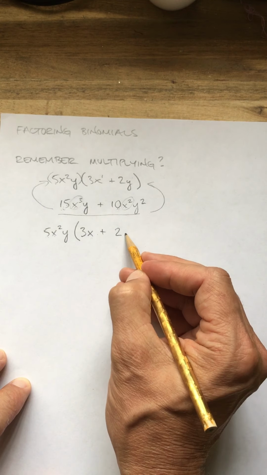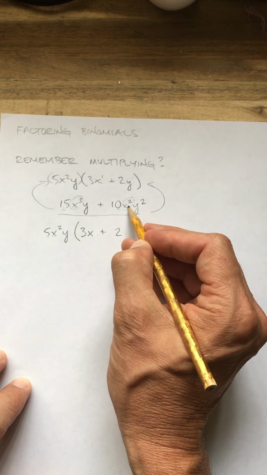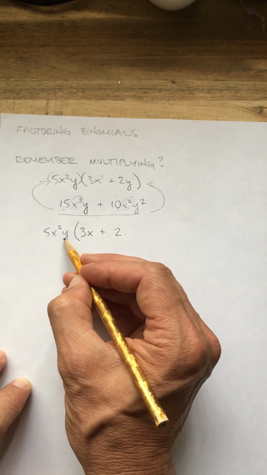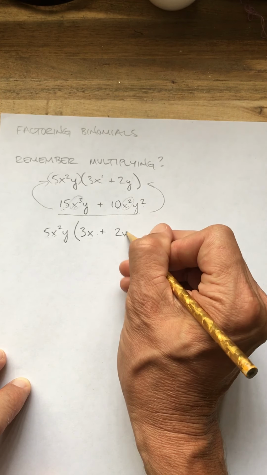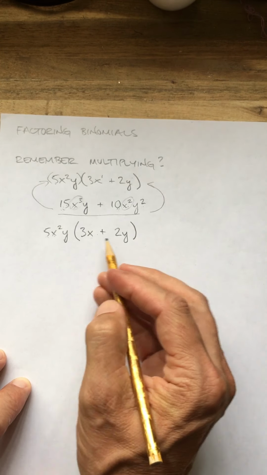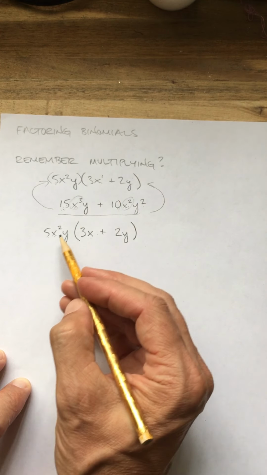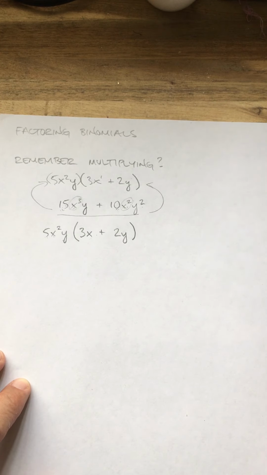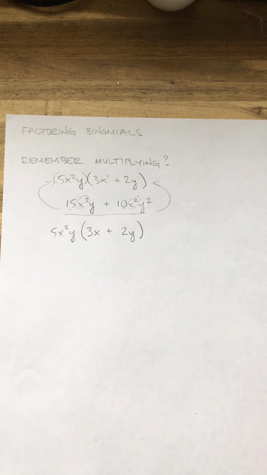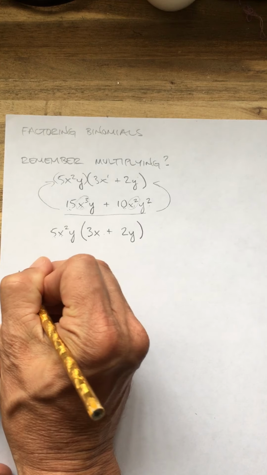X squared times what gives you x squared? We already have it, so you don't need to write anything. And then y times what gives you y squared? Y times y gives you y squared. So I factored it, done. And look, it looks exactly like this up here. See? They're exactly the same. That's how you're going to factor. Okay, so let's try a few examples. All right, here's our first example.